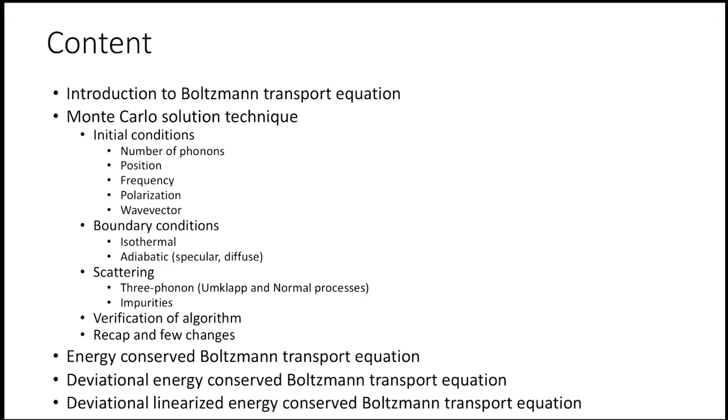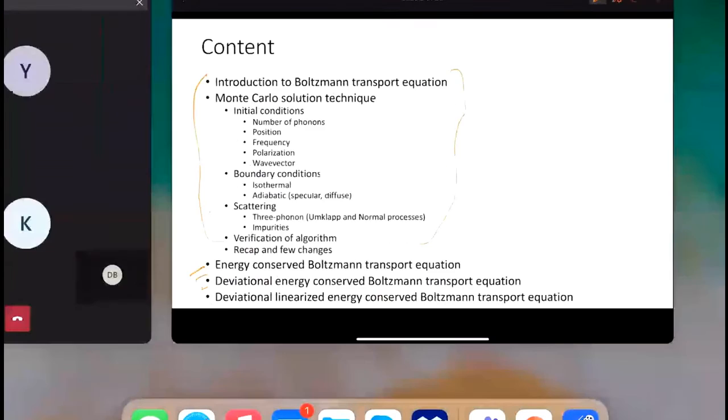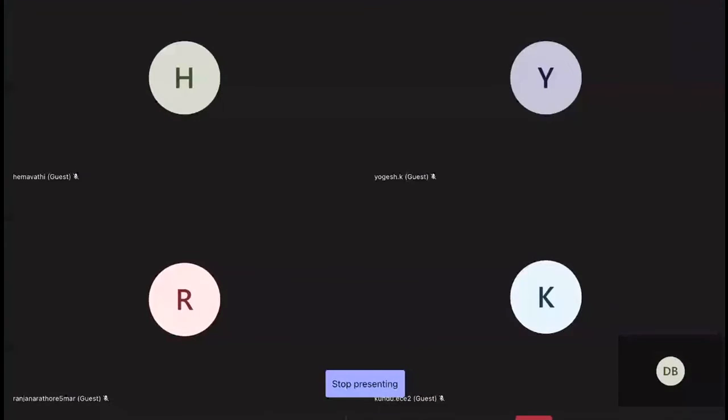Okay, so in the last class, we covered up to this point. So we are taking from this energy conservation formulation, and then we would proceed accordingly. Just give me one moment.